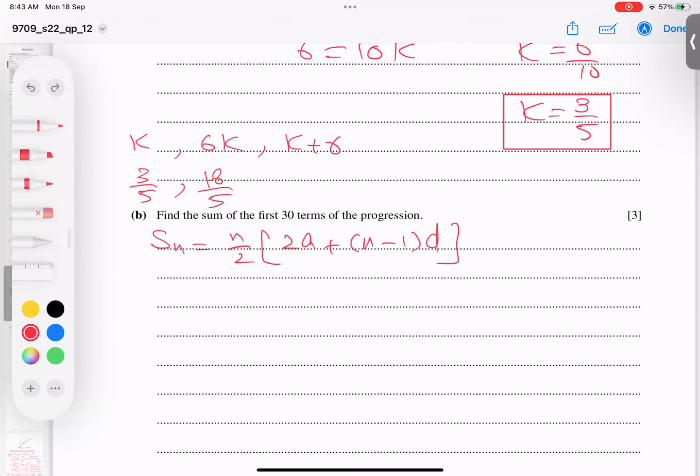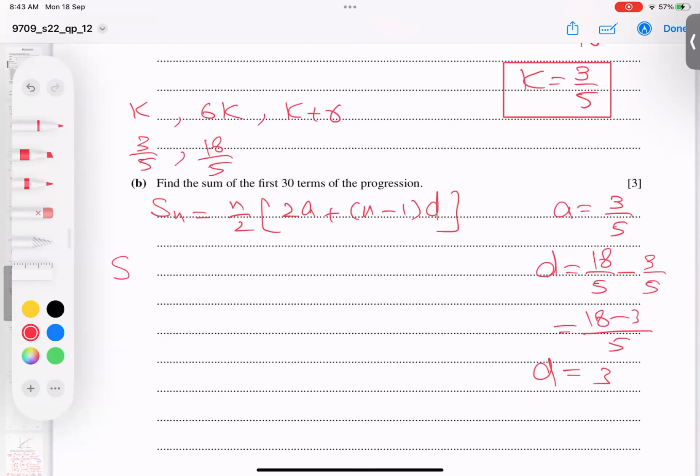And what is the common difference? Writing here, the first term is 3 over 5. And for the common difference, we subtract this minus this. So second term minus first term, with LCM 5: 18 minus 3, I get 15, and I get 3. So the common difference is coming here as 3. So I think you are starting to understand what is going on.